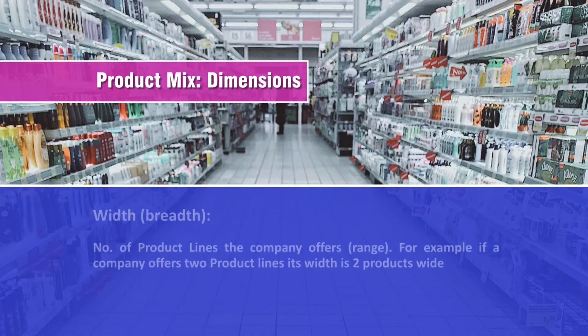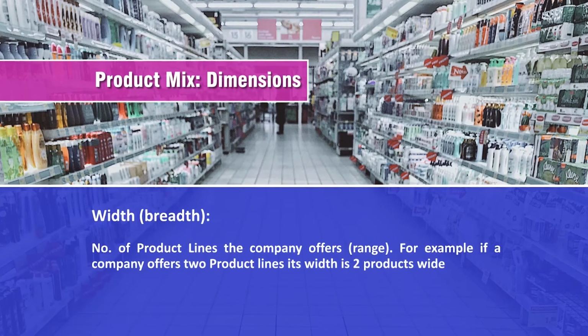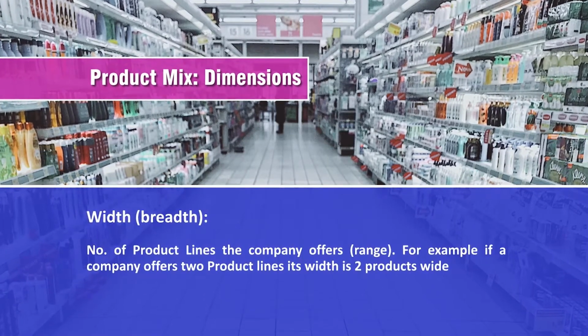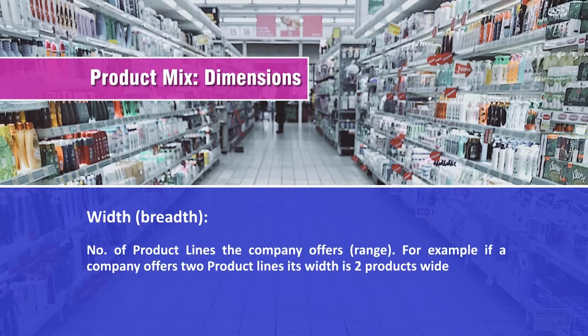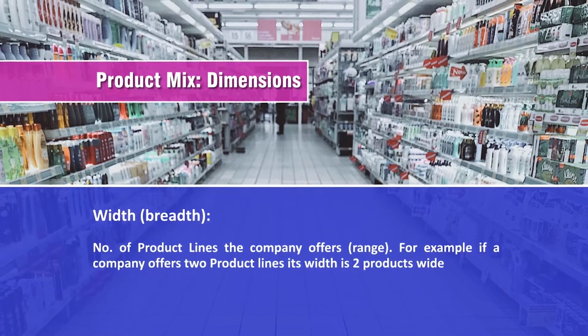So what is the width of the product mix? It refers to the number of product lines the company offers. For example, if the company is offering 2 product lines, then the width of the product mix would be 2 products wide.